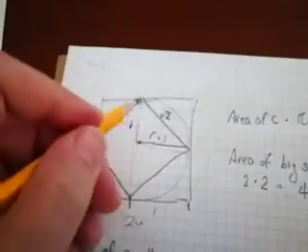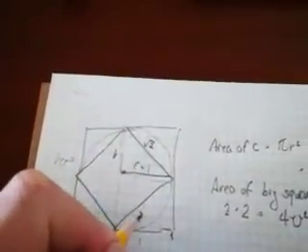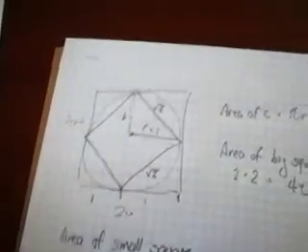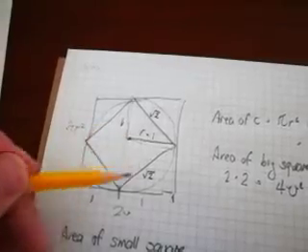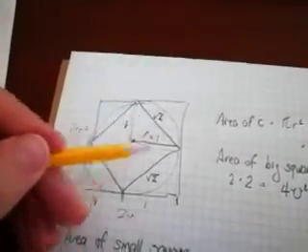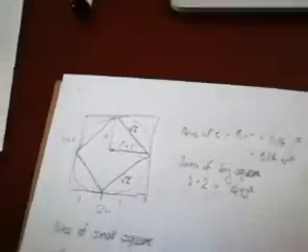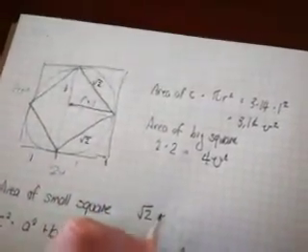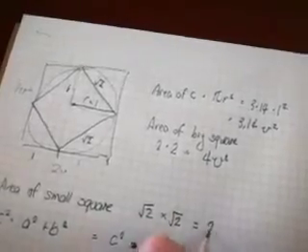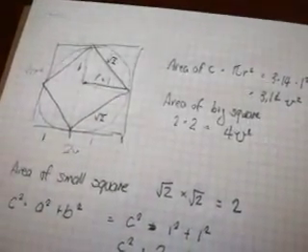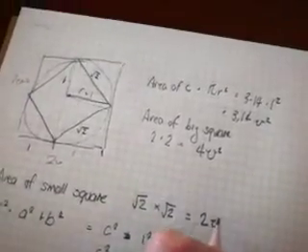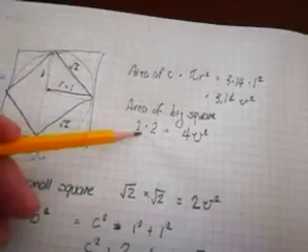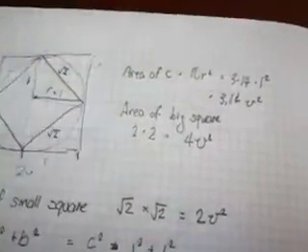Now we know that that's a square, so if that's the square root of 2, this side must be the square root of 2 as well. To find the area of the square, it's this side times this side. So for the small square, it is the square root of 2 times the square root of 2, which is 2. So the area of the small square is 2 square units. Big square is 4 square units. And this circle is 3.14.